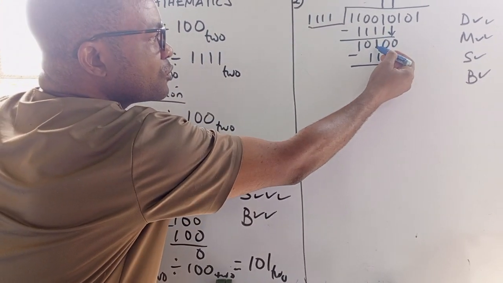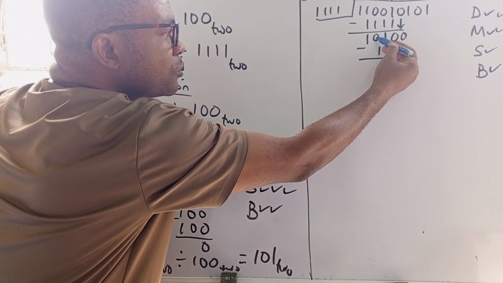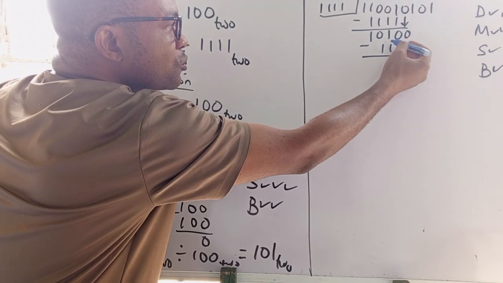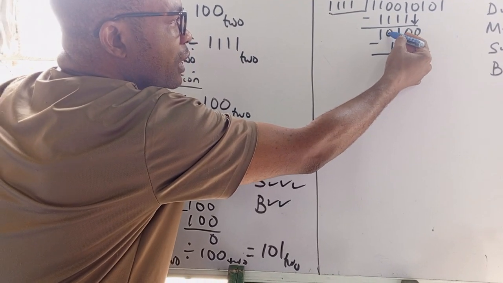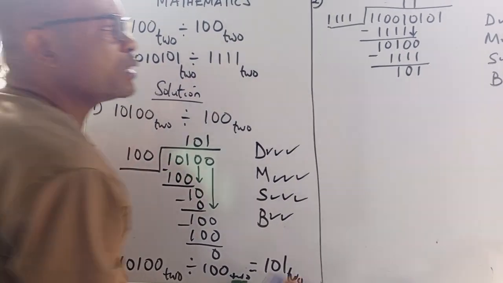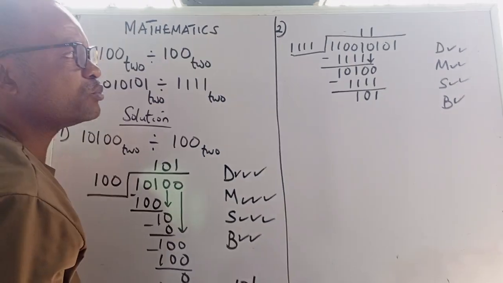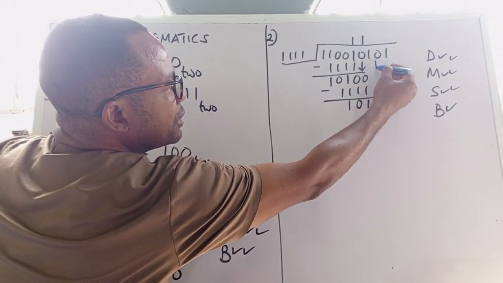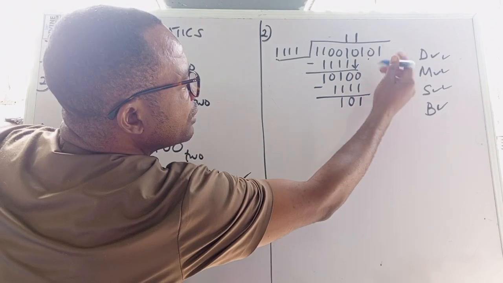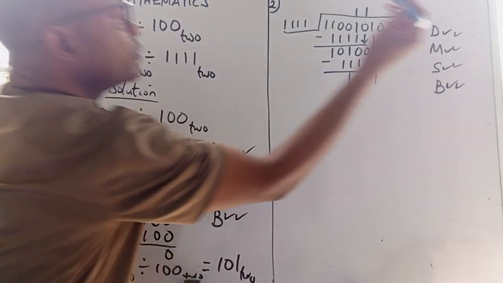Okay? Don't forget to leave 0 here. So you borrow from here. You borrow to this place, it becomes 2. From this place to this place, it becomes 2 also. 2 minus 1 is 1. And I'm left with what? 1 here. So I have 101. Okay? I just subtracted. The next instruction is what? Bring down. Okay, so you bring down these other digits. 1. I just brought down.